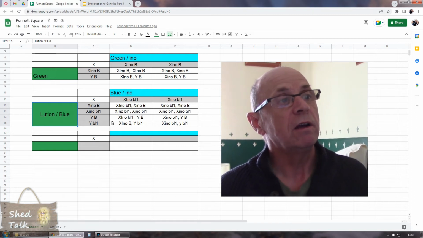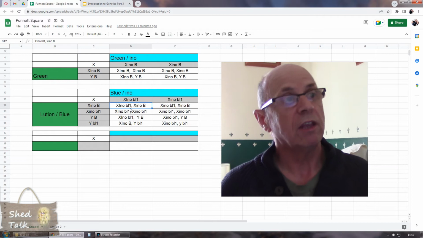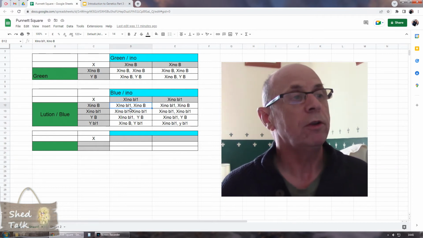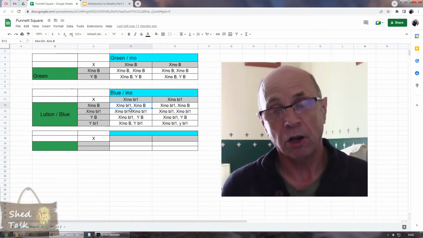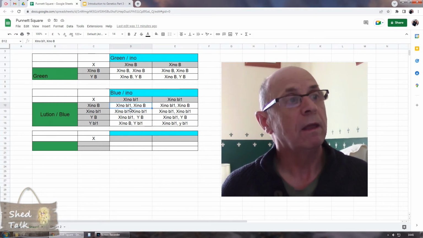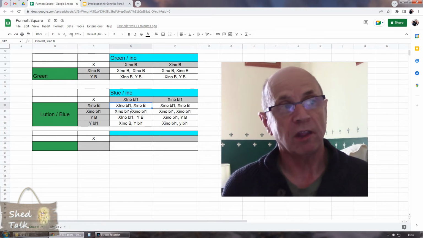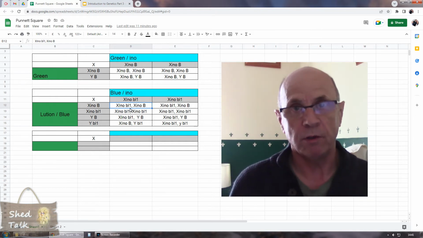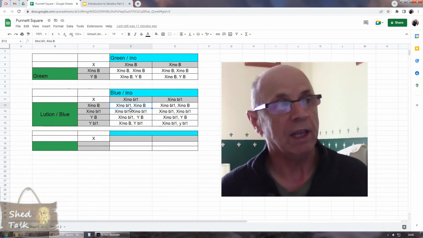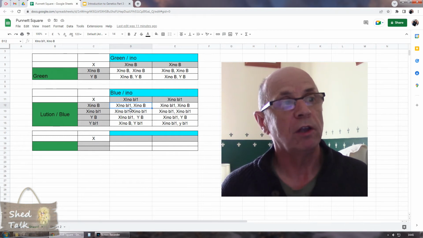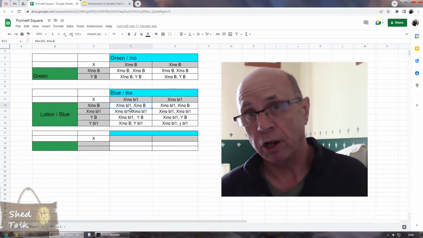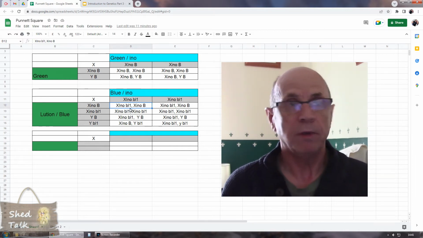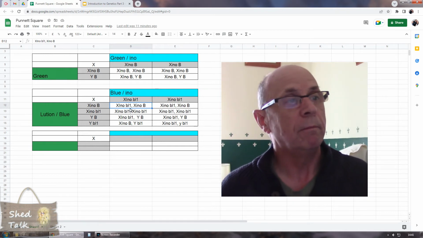So this bird here contains 2 X chromosomes, so it's going to be a cockbird. One of those X chromosomes contains the mutated ino allele, and in terms of the blue gene, it contains one of the mutated blue allele. So this bird is going to be a cockbird, and it's going to be a green split blue split ino. So it's going to be a green split blue split ino cockbird.